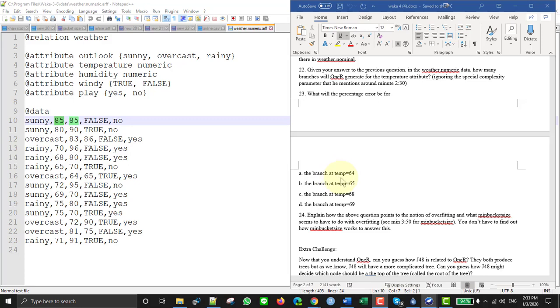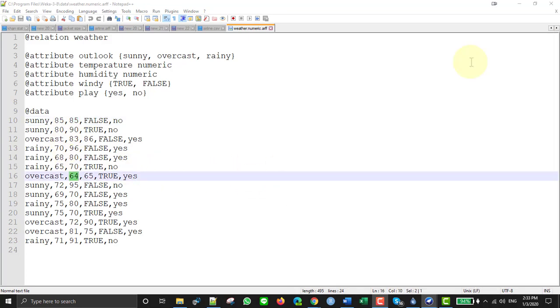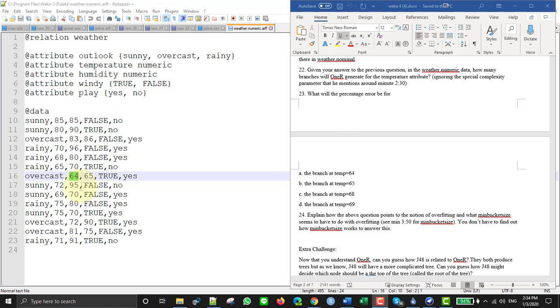So here, if we look at temperature equals 64, first of all, what will we predict? Well, there's only one case where temperature equals 64, so we would predict yes, and the error would be 0, because there's only one case and we predicted it correctly. The same would be true for 65, because there's only one case of that. 68, only one case. 69, only one case. So they would all have 0 errors. And that's part of the reason why we would say that the model will be more accurate on the training set, but probably not on the testing set.